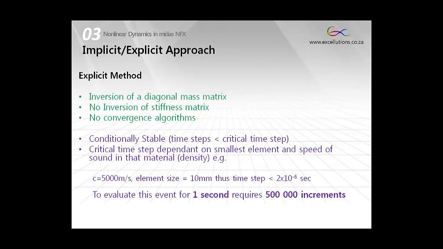And I'm showing there at the bottom a small example when the code is actually calculating this. You can see that for element size of 10 millimeters, speed of sound in this specific material at 5,000 meters per second, a critical time step of 2 to the minus 6 seconds is calculated. If we evaluate this event for 1 second, we are going to require about 500,000 increments.